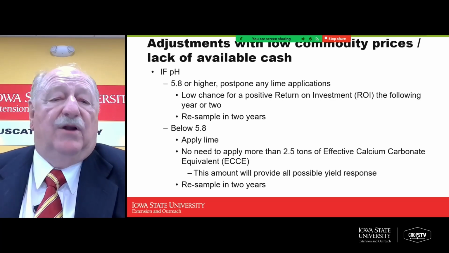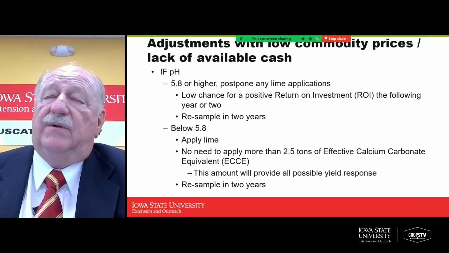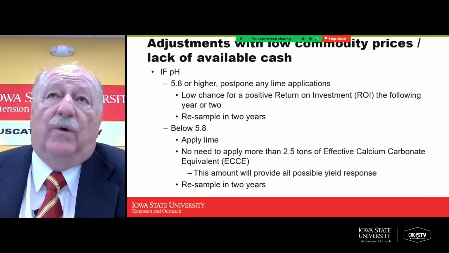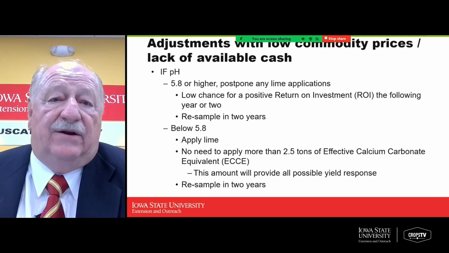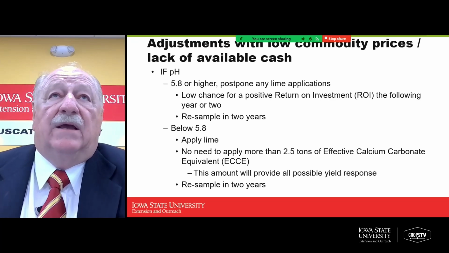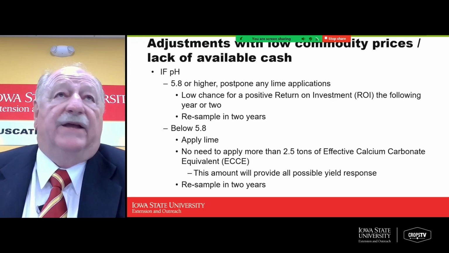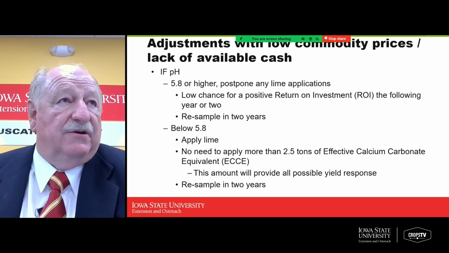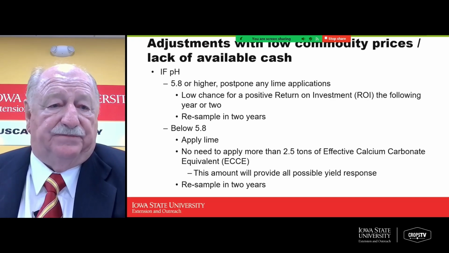If our pH is below 5.8, we want to apply lime. And we want to apply lime at the prescribed amount, but not more than the 2.5 tons. We don't want to put on that amount that was on the lower right of that red line on the last slide. And the reason basically is that 2.5 tons is going to give you all the yield response you're going to get, even on the most acid soils. And so you may as well just put that amount on and then retest again in 2 years. For both of these strategies, we want to retest in 2 years.